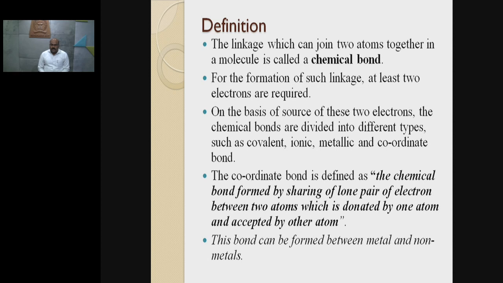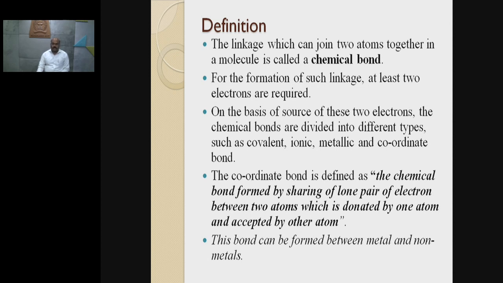The linkage which can join two atoms together in a molecule is called a chemical bond. We know that we can form molecules by joining different atoms with each other or different ions with each other. But during the joining of two atoms or ions, a linkage can be formed. That linkage is known as a chemical bond. For the formation of such linkage, at least two electrons are required.